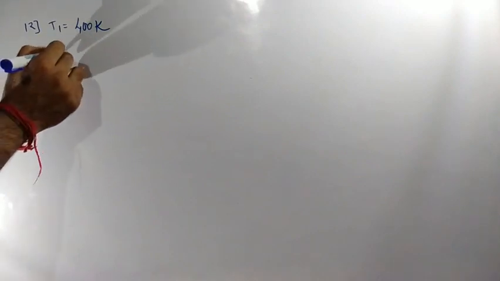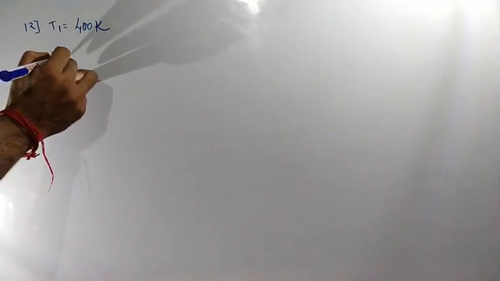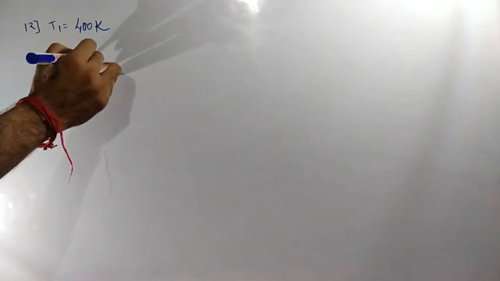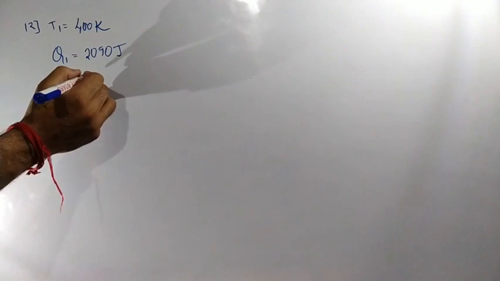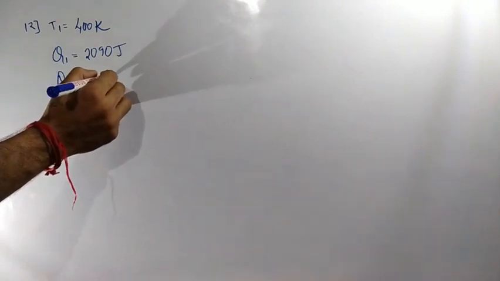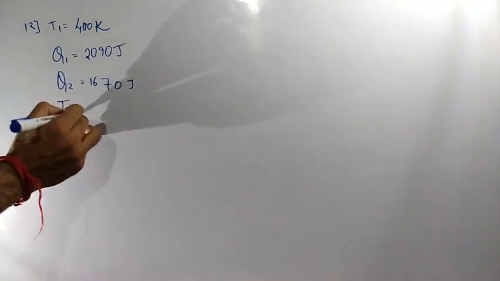Heat transfer from the source. Heat transfer means the value will be Q, and from the source is treated as 1. So Q1 value is 2090 joules, given to you. Next, the amount of heat rejected to the sink, Q2, they are giving us as 1670 joules. Next, they are asking for the temperature of the sink, which is treated as T2.